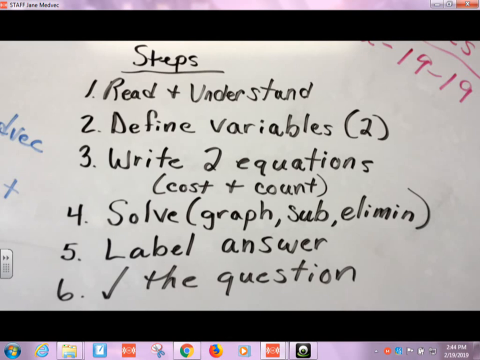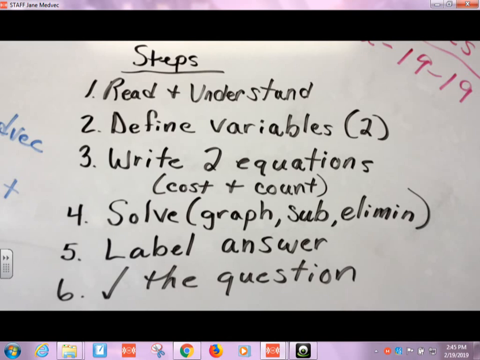Number 3, we're going to write two equations. Again, we're working with cost and count. Yesterday, we dealt with one type of cost and count problem. Today, we're going to look at the next two. Number 4, we're going to solve the equations, either using graphing, substitution, or elimination. And yesterday, we talked a little bit about why we chose the different ways that we did.